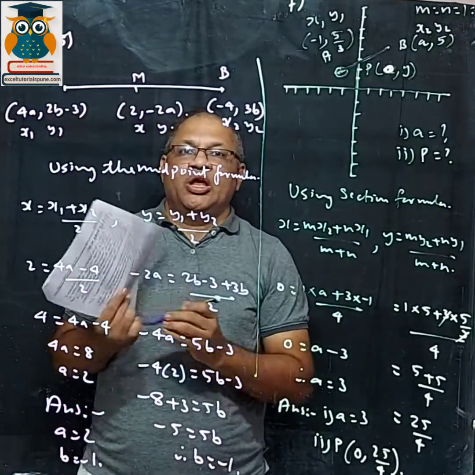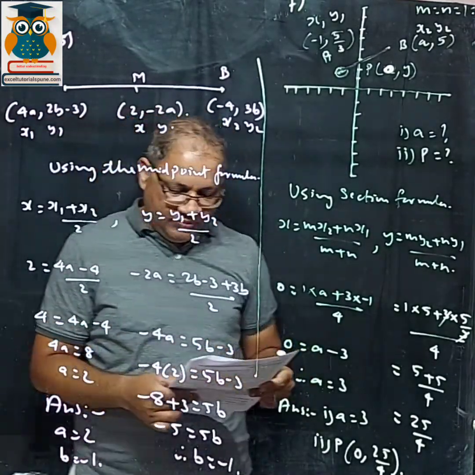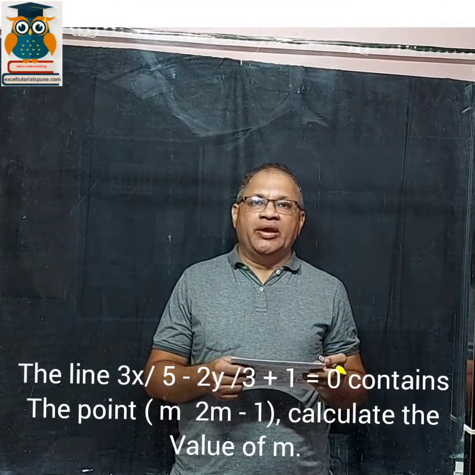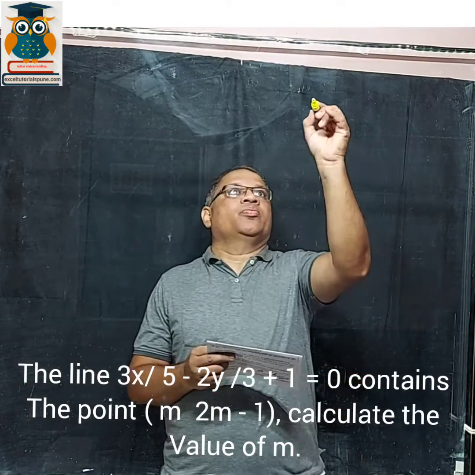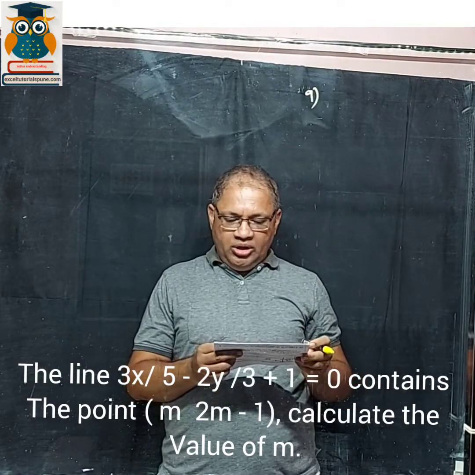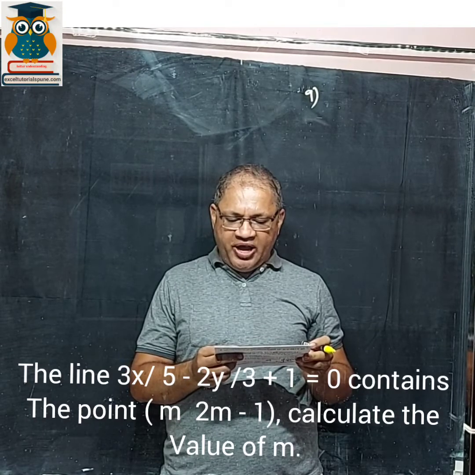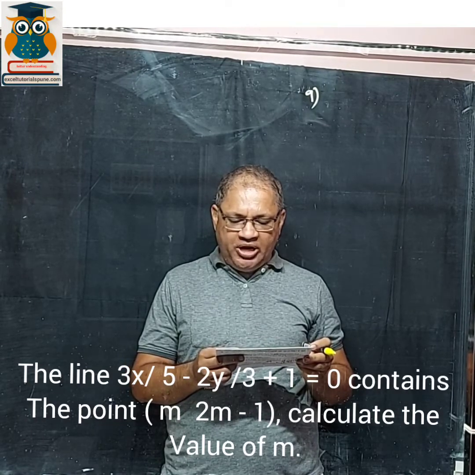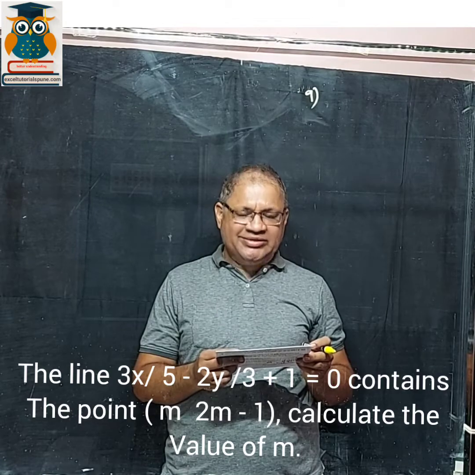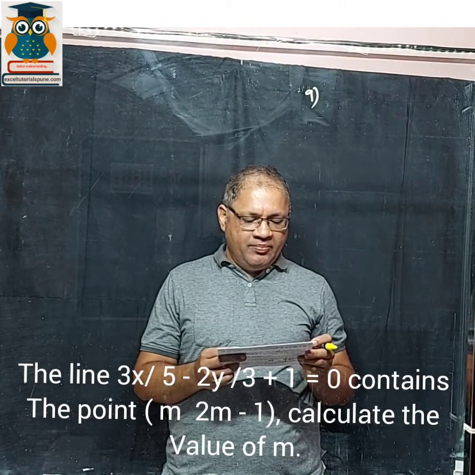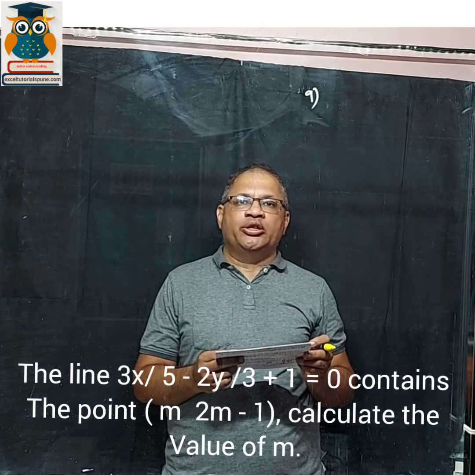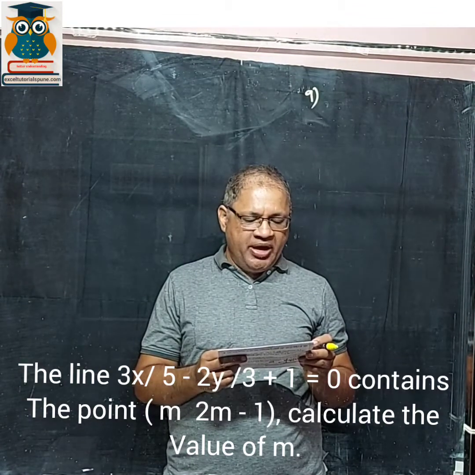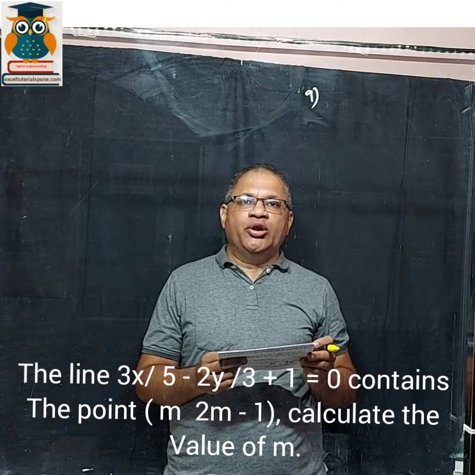Alright. Now we'll go on to the 9th sum. Now that is equation of line. I hope you have gone through all the formulas. The line 3x upon 5 minus 2y upon 3 plus 1 equal to 0 contains the point (m, 2m minus 1). So m is what? The abscissa or the x-coordinate, and 2m minus 1 is what? The ordinate or the y-coordinate.